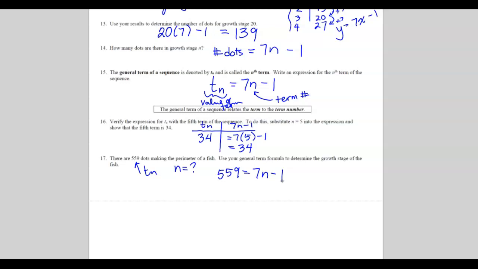Your n should always be a natural number. You can't have a fraction for n. We're dealing with this representing a sequence. N is a term number, so you can't have half a term, a quarter of a term, a small part of a term. 7 times 8 is 56, so that's 8. Okay. So it's growth stage 8.